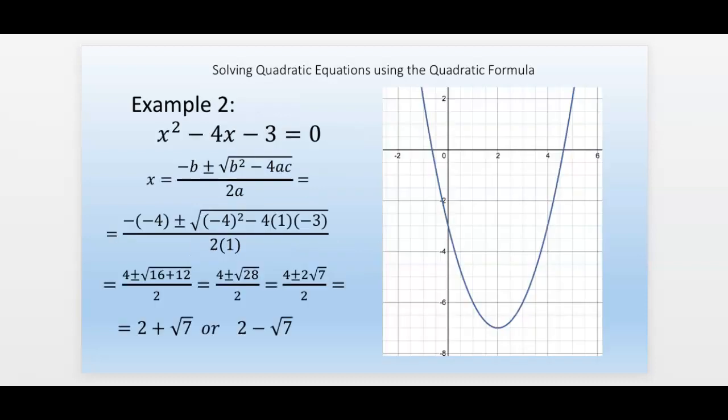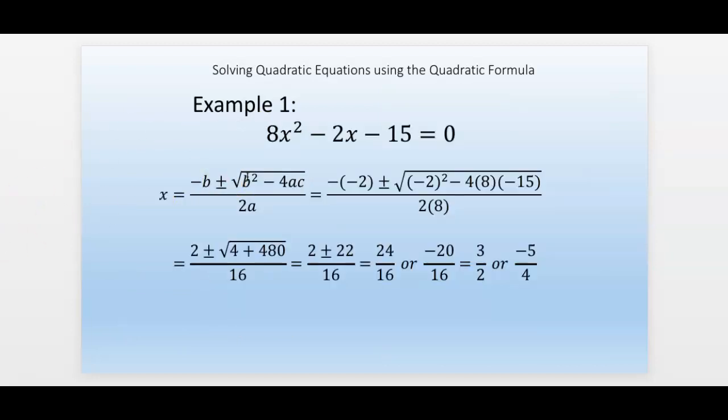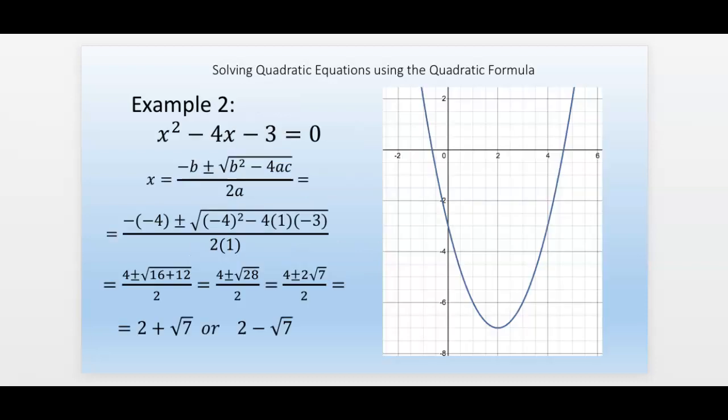All right, let's look at example number 2, because this one you can't factor. I just want to show you that the quad formula, look back at example 1, you can use it for any quadratic. Even one you can factor. You can always just use it. All right, example 2. Again, we get it in the standard form, a, b, c. Here the a is 1, b is negative 4, c is negative 3.